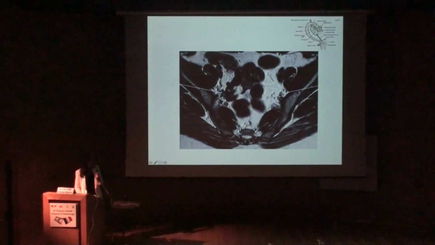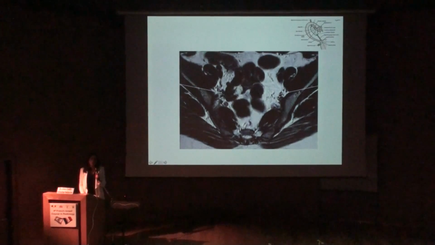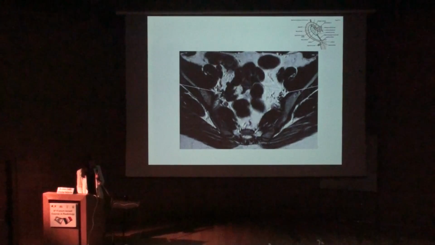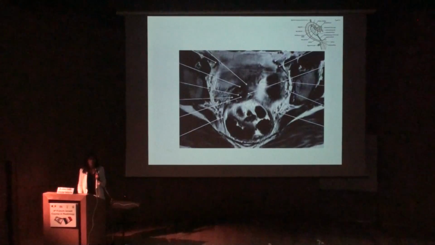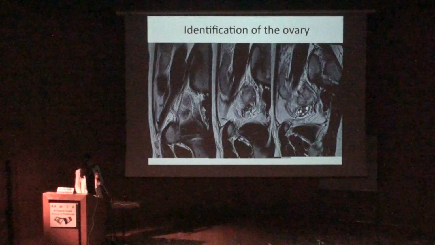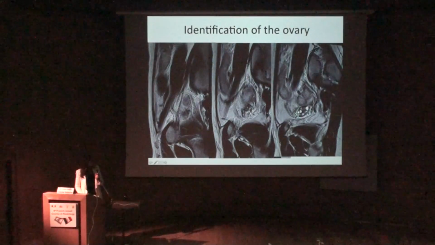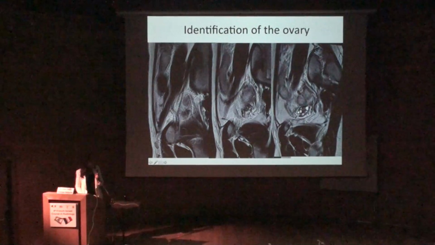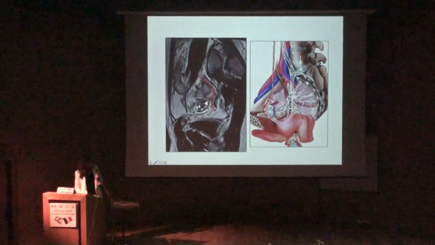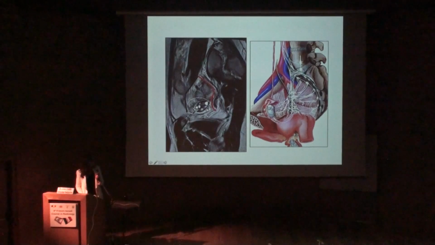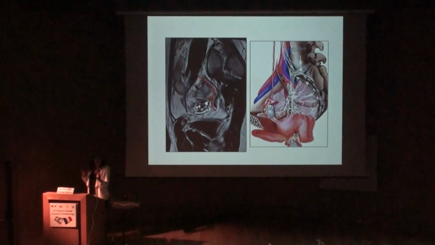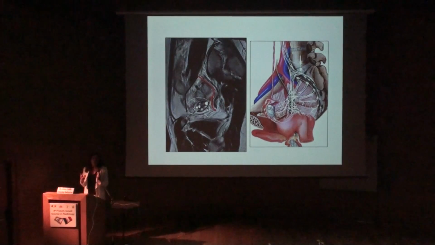For this, we have some tools. As you can see here, it is important to follow the lumbo-ovarian ligament, which is specific to the ovary, and you can follow this ligament to be sure that it is an ovary. The other tool is the anatomical place of the ovary, and we know that the ovary is just between the external and internal iliac vessels.